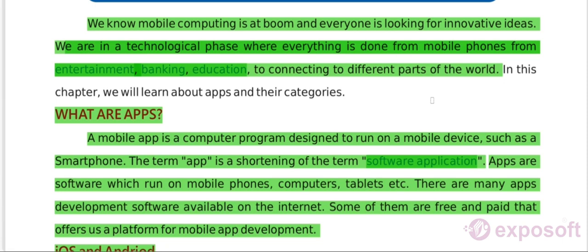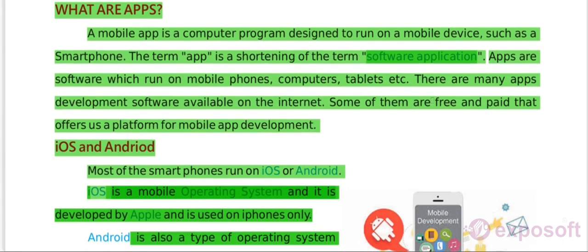In this chapter, we will learn about apps and their categories. Let's see what are apps. A mobile app is a computer program designed to run on a mobile device such as a smartphone. The term app is a shortening of the term software application. Apps are software which run on mobile phones, computers, tablets, etc.